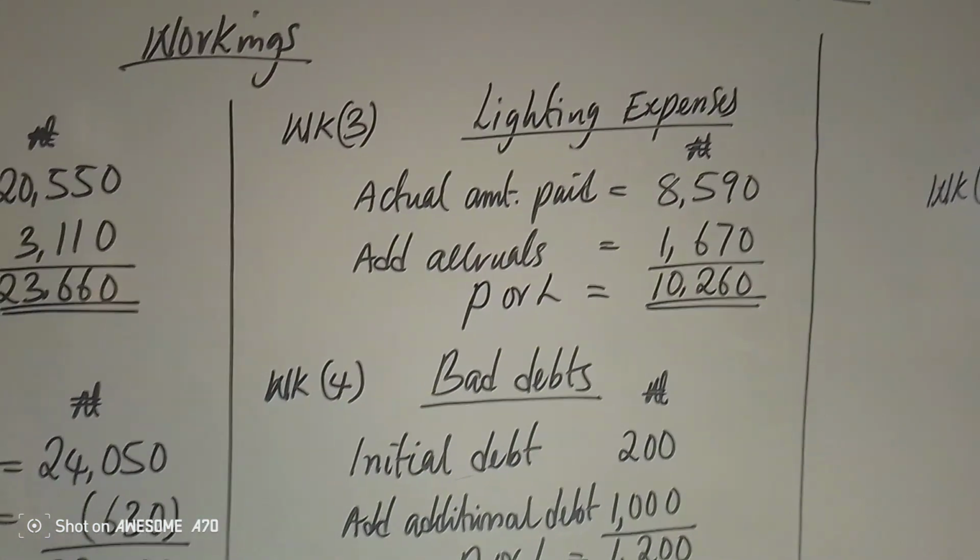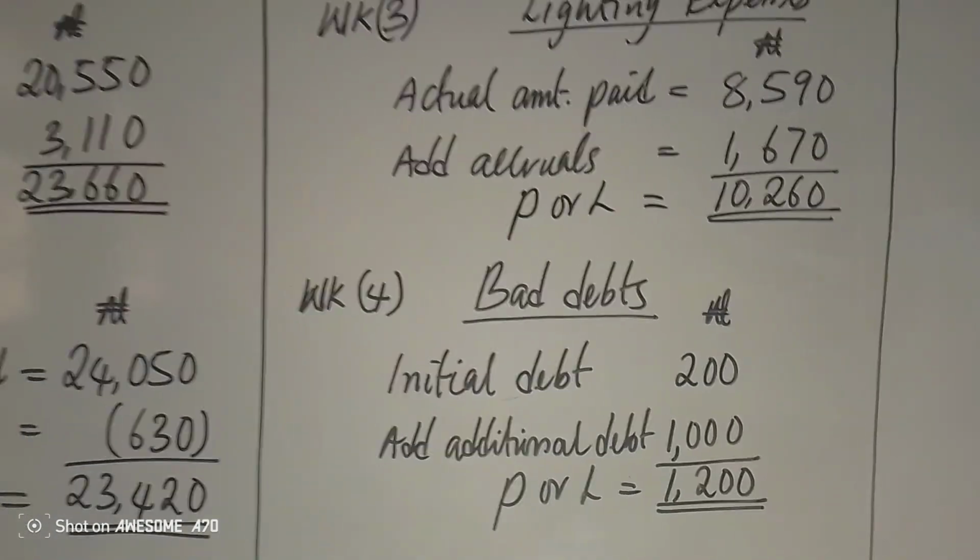The next adjustment, as you can see, is bad debts. Bad debts and expenses.